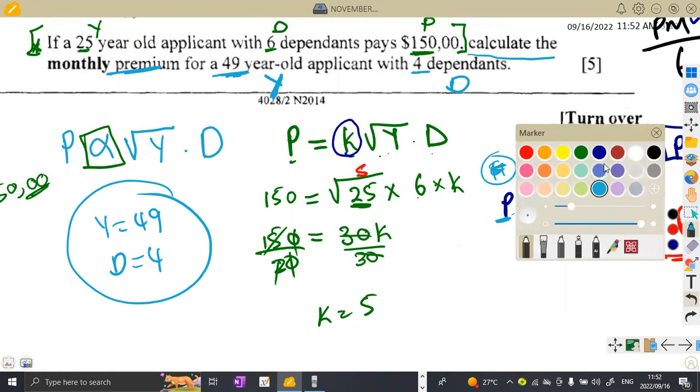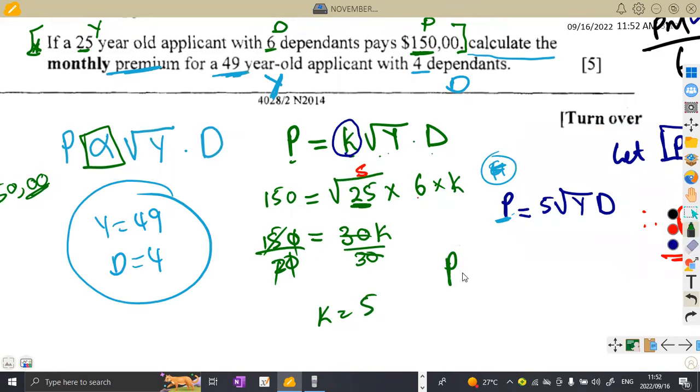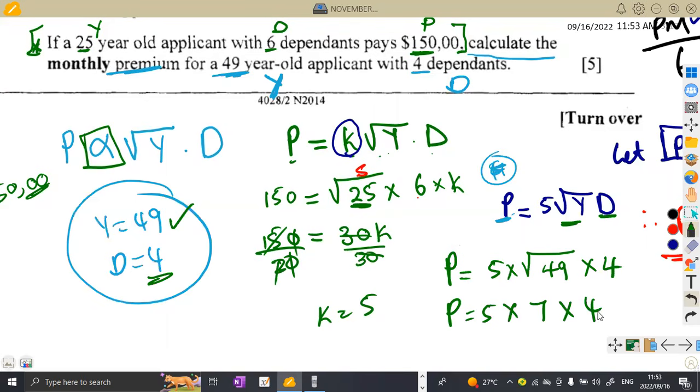So we're just going to substitute now what we have. So p, which is our premium, is equal to 5 times the square root of y. Here we are given that y is 49, which is the number of years, so it's square root of 49, times d, which is the number of dependents. How many dependents do we have? There are 4. Okay, so p is going to be 5 times square root of 49, which is 7, times 4.